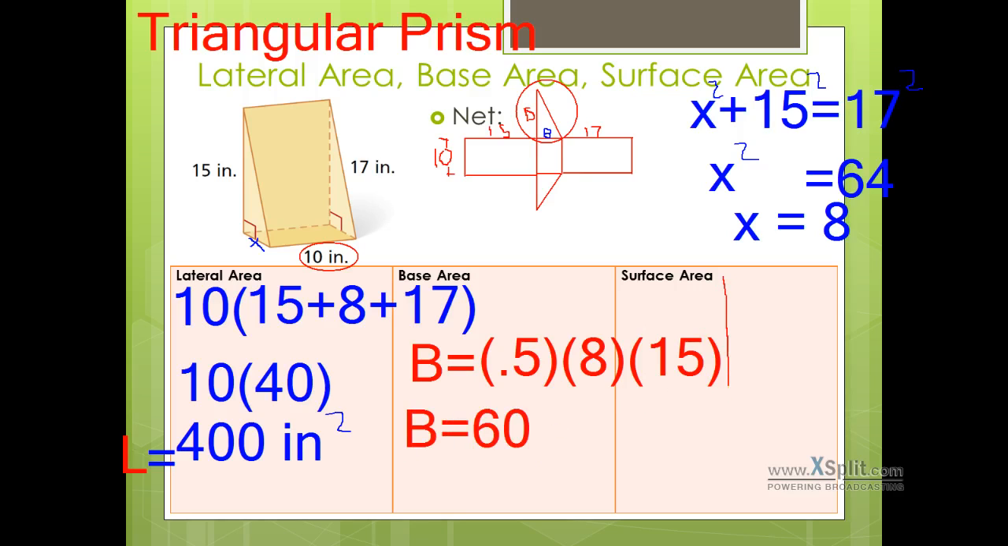So overall surface area now, I'll go ahead and write that in orange here. That's going to be the total lateral area.